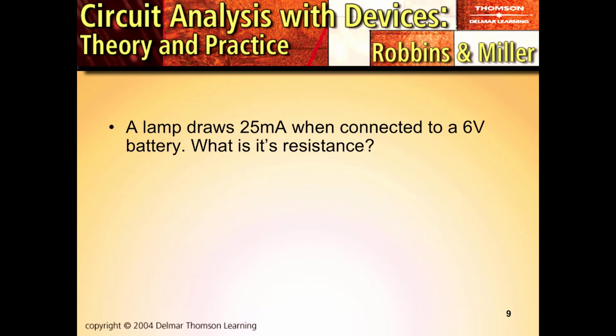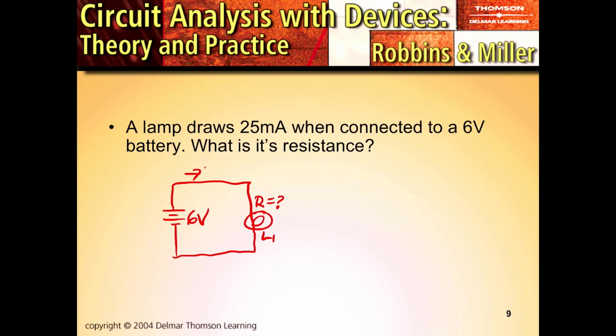Okay, so let's try this one. A lamp draws 25 milliamps when connected to a 6-volt battery. What is its resistance? First job, draw a diagram. 6 volts. Lamp, L1. The L1 resistance, we don't know. The current, I, is equal to 25 milliamps.